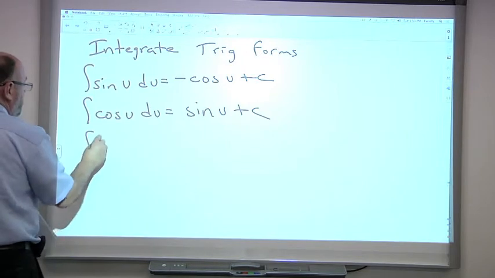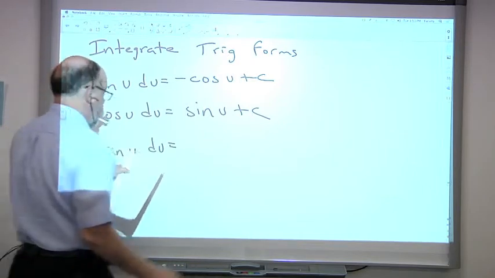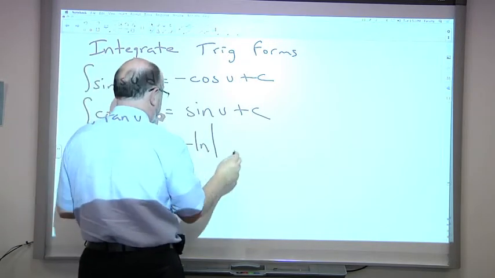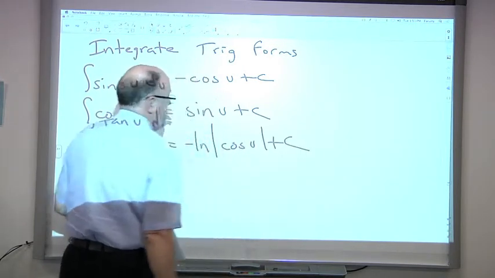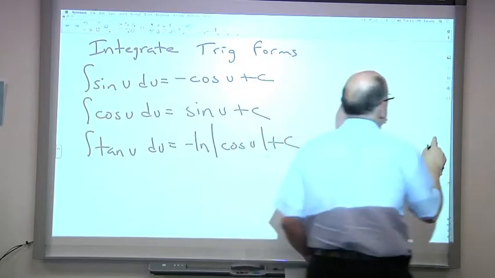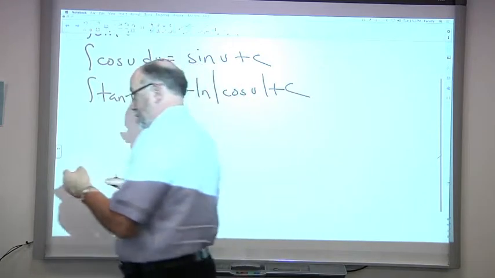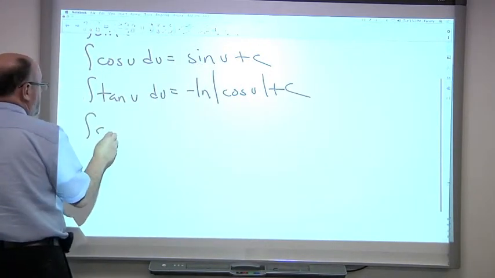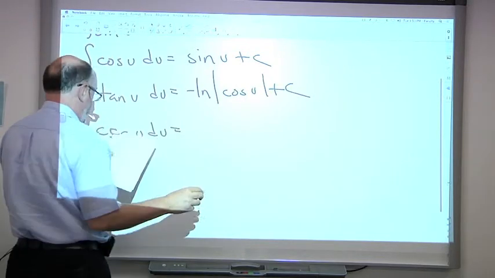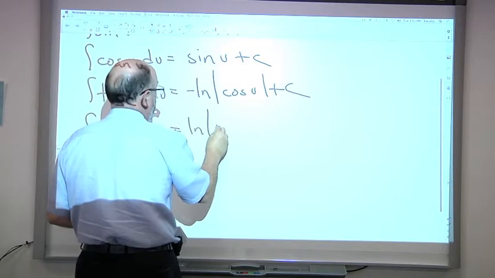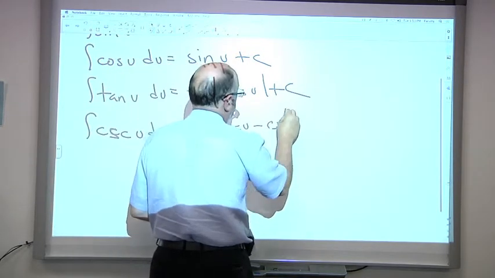We integrate tangent. We end up with the natural log absolute value of cosine u plus c. So that's the first basic three, and then you get the reciprocal of these three. And so cosecant, we end up with natural log of cosecant u minus cotangent u.